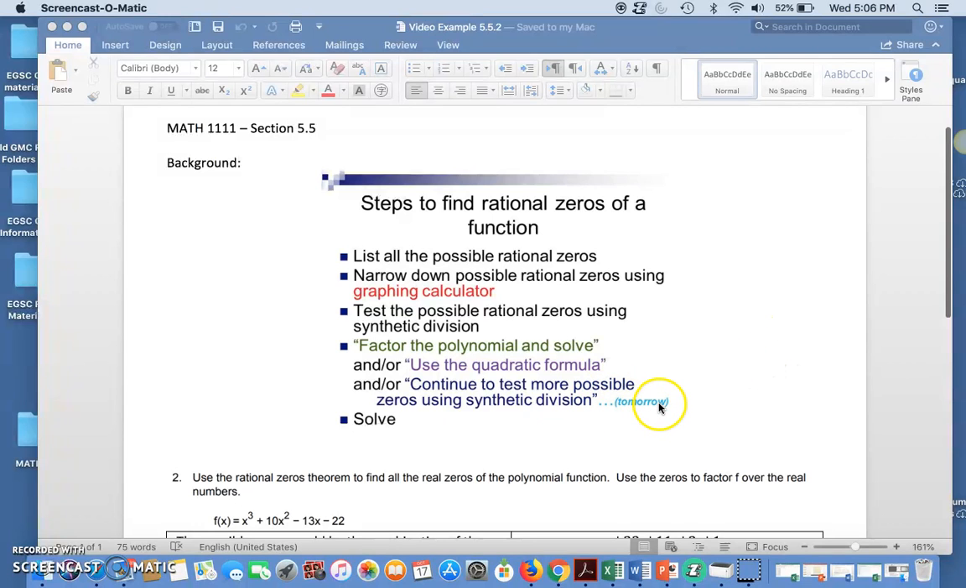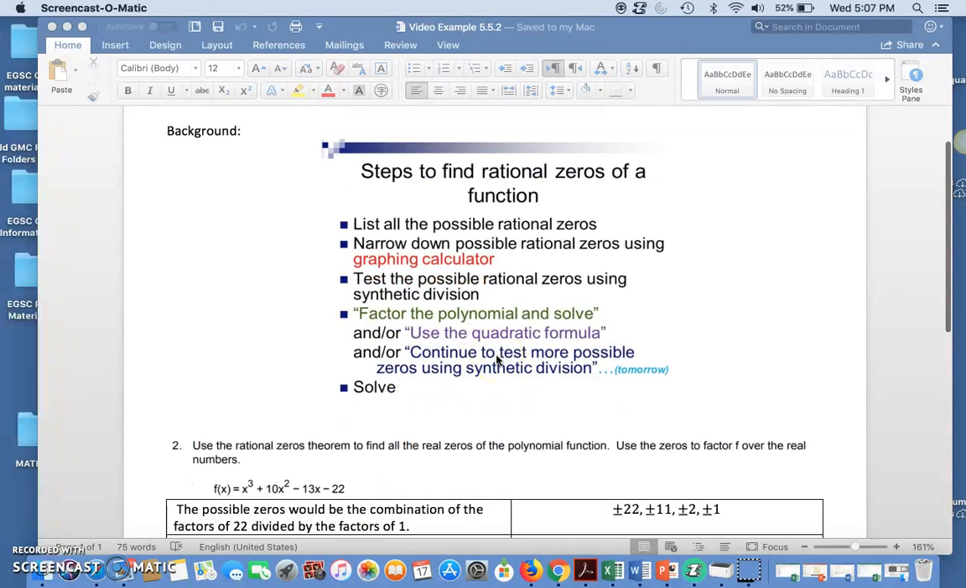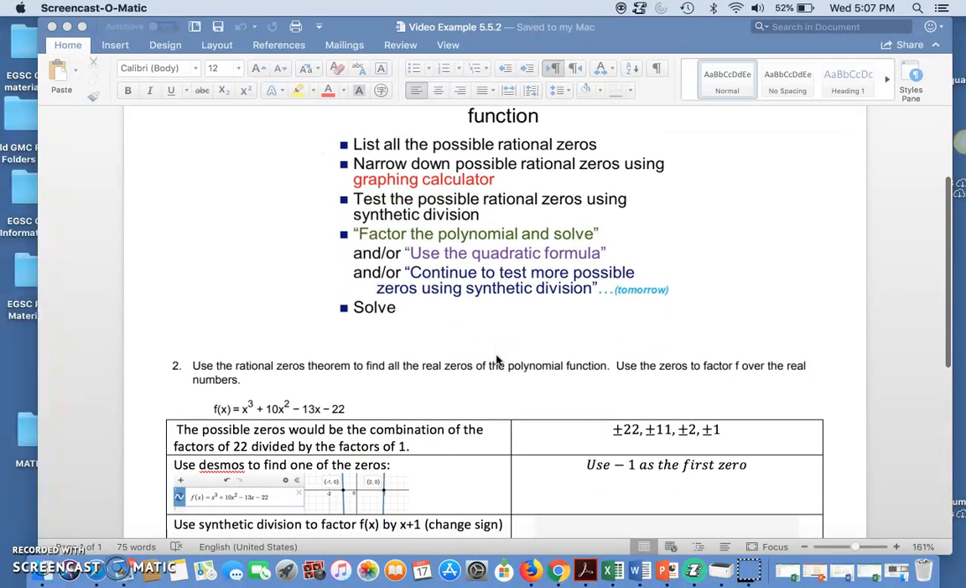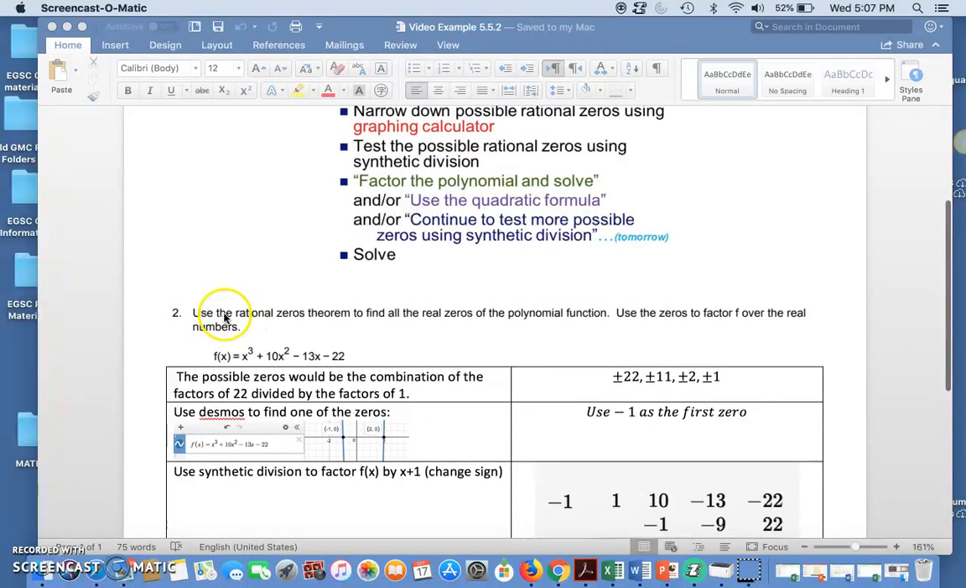This is just something I kind of borrowed. And then solve it. But that's kind of more or less what I want you to do. Okay, it says use the rational zeros theorem to find all the real zeros of the polynomial function. Use the zeros to factor out over the real numbers.